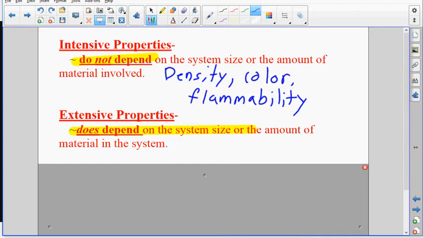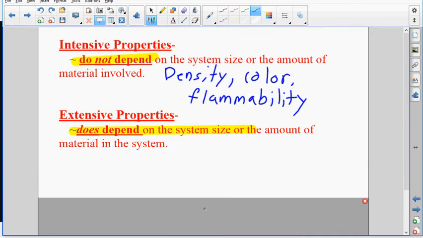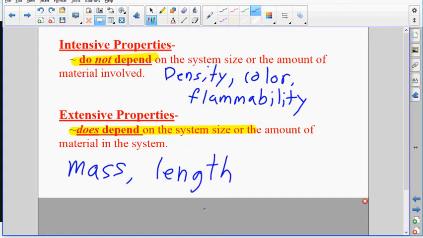I think there are. Whether something's flammable or not does not depend on how big it is. But extensive properties, so you have stuff like mass. Or you could say length. The length of that paper is changing every time I tore it in half. Okay? There's all kinds of things. All right, so you can take properties and put them into physical or chemical, or you can put them in intensive or extensive. Okay, so you got a few options.